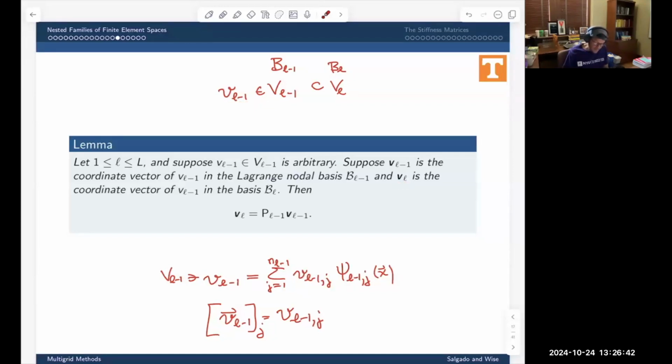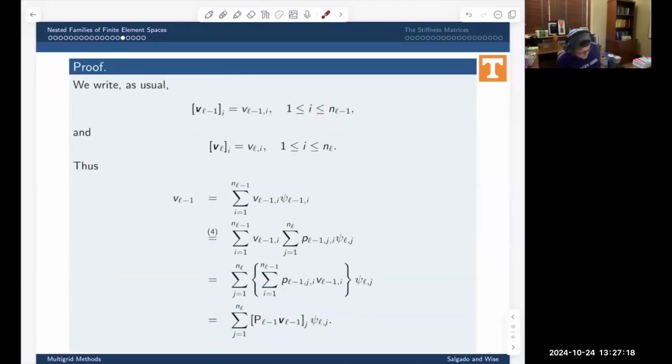If boldface v_L is the coordinate vector of v_{L-1} in the basis B_L, then it follows that v_L is equal to P_{L-1} times v_{L-1}. In other words, if I want to find out what this basis coordinate vector is, then all I do is take my prolongation matrix and multiply it times the coordinate vector in the basis B_{L-1}. That's it. That's what this little lemma says. All right, so let's prove that.